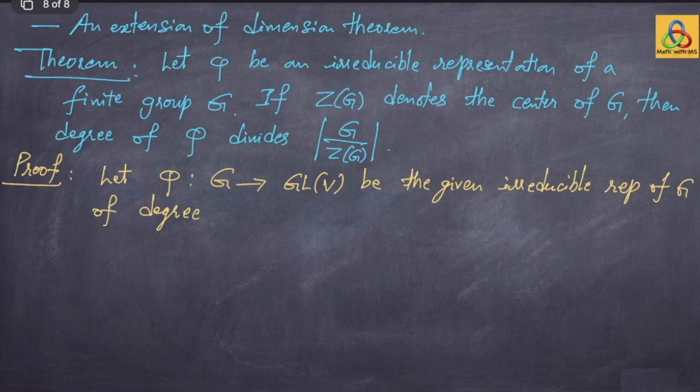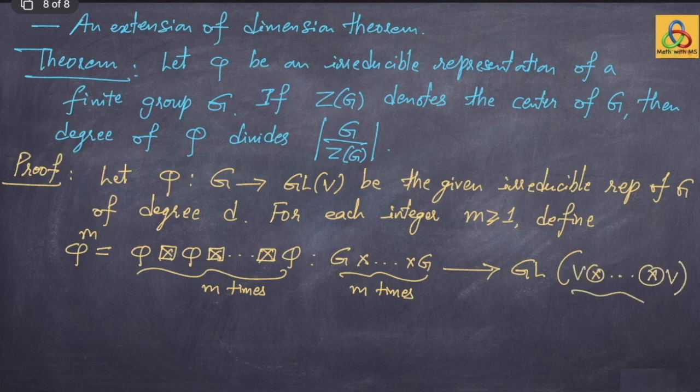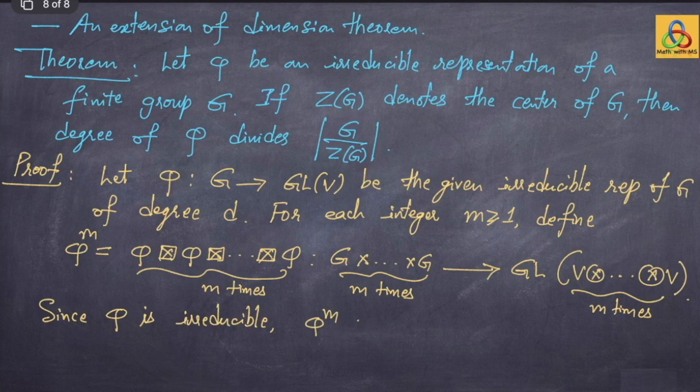And let us say the degree of the representation phi be d. Now for each integer m bigger than or equal to 1, we define phi superscript m as the m-fold exterior tensor product of phi with itself, which is a representation of G to the power m into GL of V tensor so on m times. So I am going to use this phi superscript m to deduce the result.